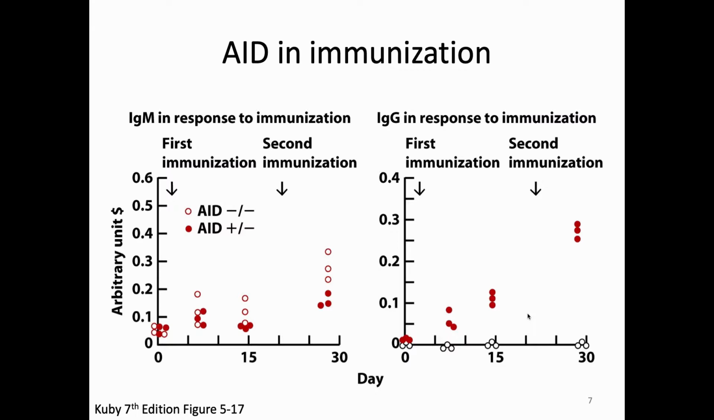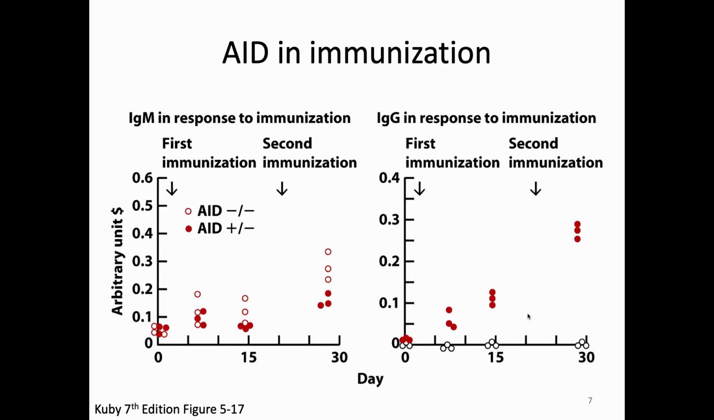And so first we can look at the IgM response to immunization. We've got immunization 1 and immunization 2 here. If we look at the response to the first immunization, the mice don't look too terribly different in terms of the amount of IgM they're making. If we look at the response to the second immunization, maybe if you really wanted to push it, you could say, oh, look, the AID pluses have a little less IgM compared to the AID minus. But of course, AID, if you recall, was really important for both somatic hypermutation and for class switch.